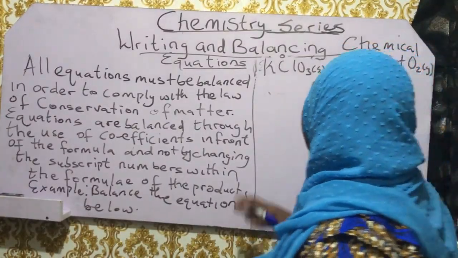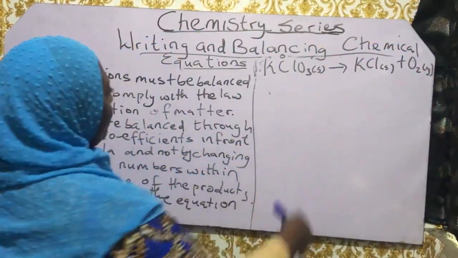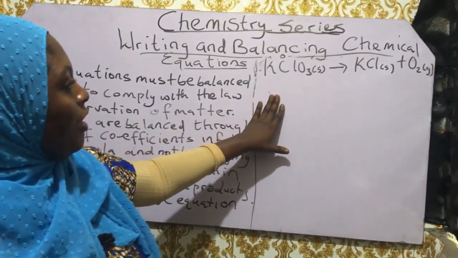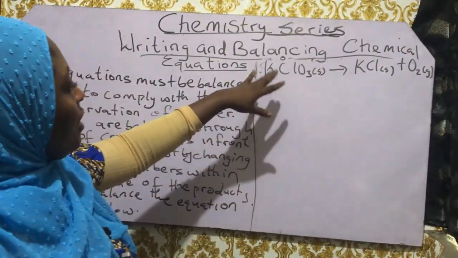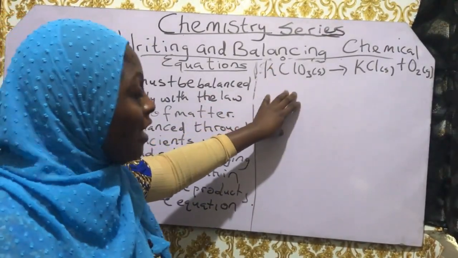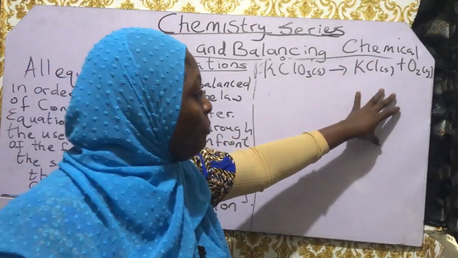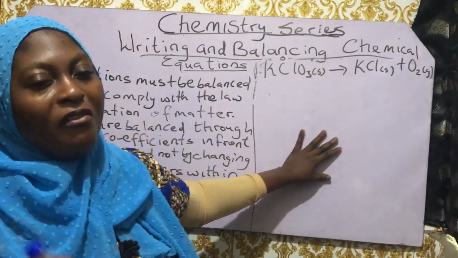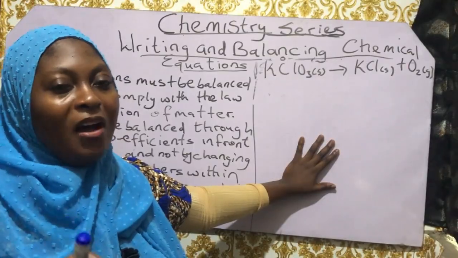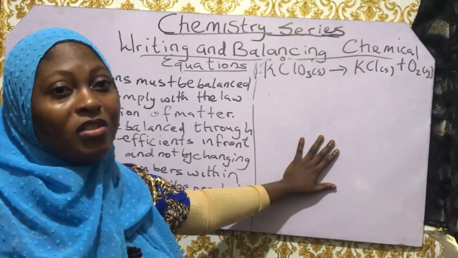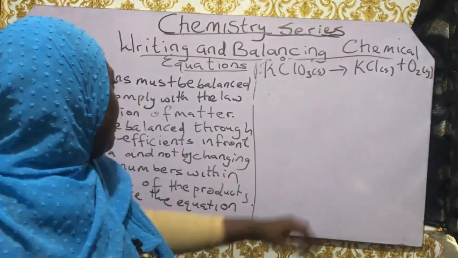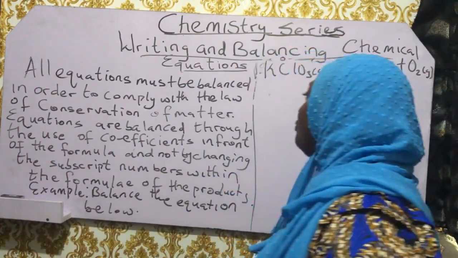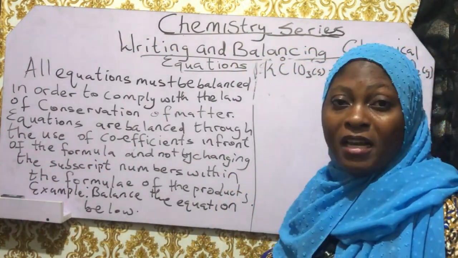For example, in this equation I have here on the board, we have KClO3 giving KCl and O2. You have the same atoms in the reactant and you also have them in the product, meaning you don't have a creation of atoms, you don't have a destruction of atoms. What you simply have is a rearrangement of atoms. Okay. Now, how are equations balanced?